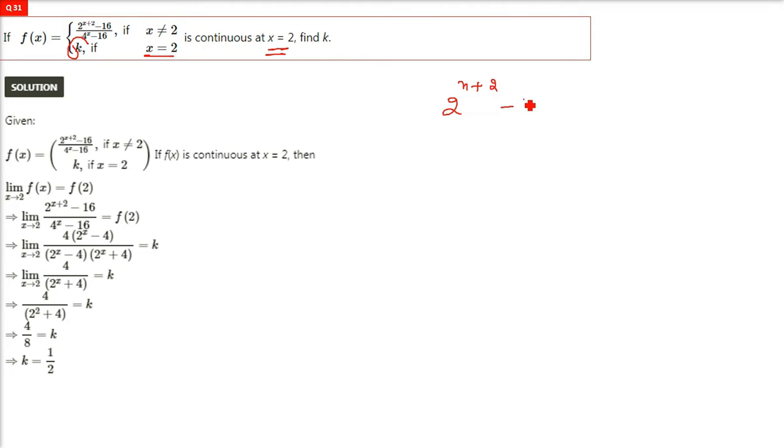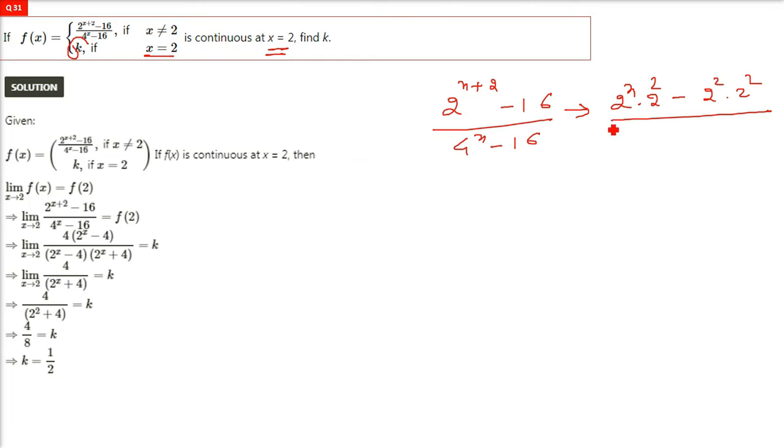So 2 raised x plus 2 minus 16 divided by 4 raised x minus 16 it is. So we will just try to simplify it and try to cancel out whichever is possible. So I'm writing 2 raised x plus 2 as 2 raised x dot 2 raised square, because the power gets added, minus I'm writing it as 2 raised square. 2 raised 4, it is 16. 4 raised x. So I'm writing 4 raised x. 4 is 2 square. So I can write it as 2 square to the power x, or 2 raised x to the power square, or 2 raised to the power 2x. They all are same. Whichever we would like, we'll just write like that.